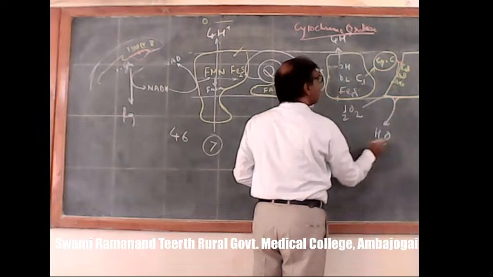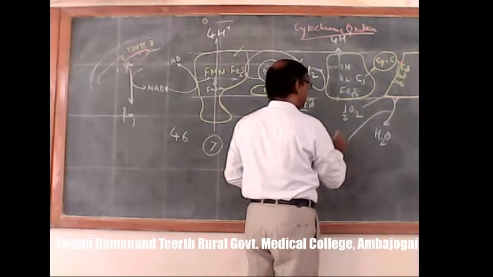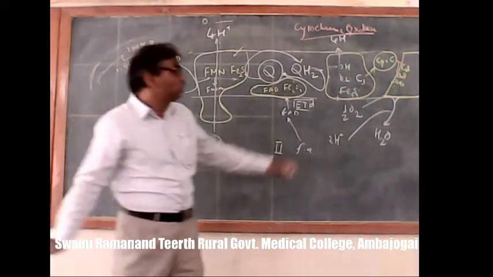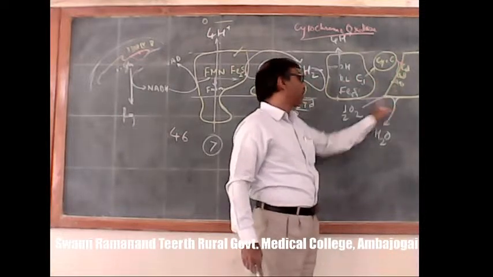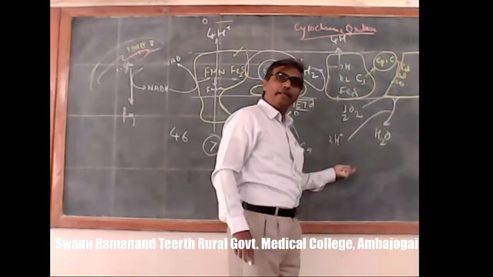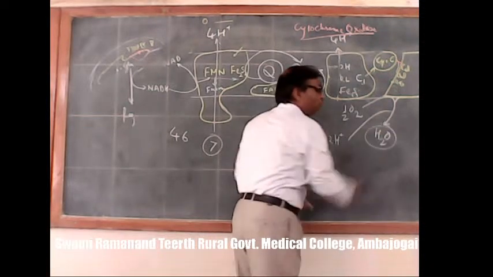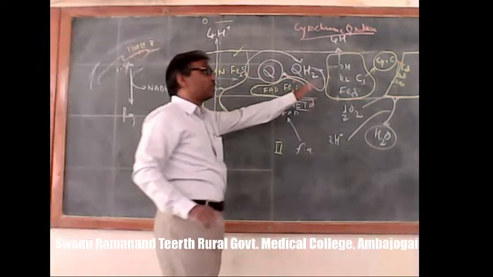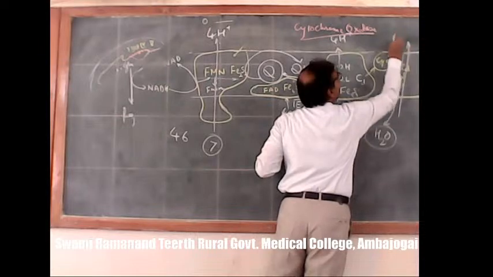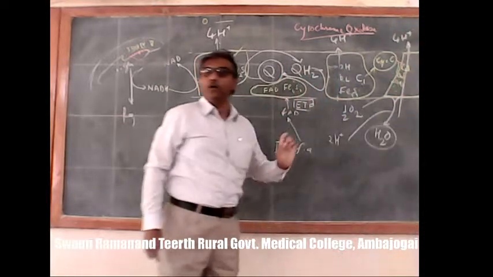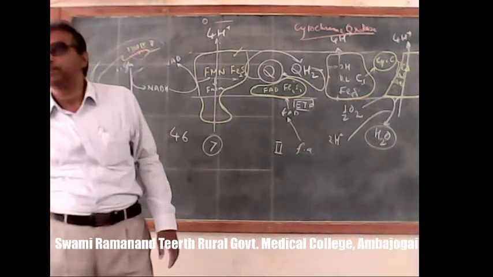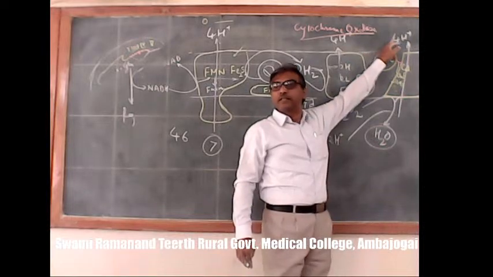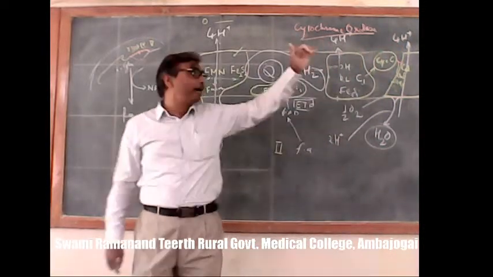Here electron comes and some of the hydrogen which are there in the matrix. So electrons, oxygen and matrix protons, they form water. This is the final product of the oxidation. While transferring this, there is again pumping of 4 hydrogens across the mitochondrial membrane. So 4 hydrogens are transported across the mitochondrial membrane.